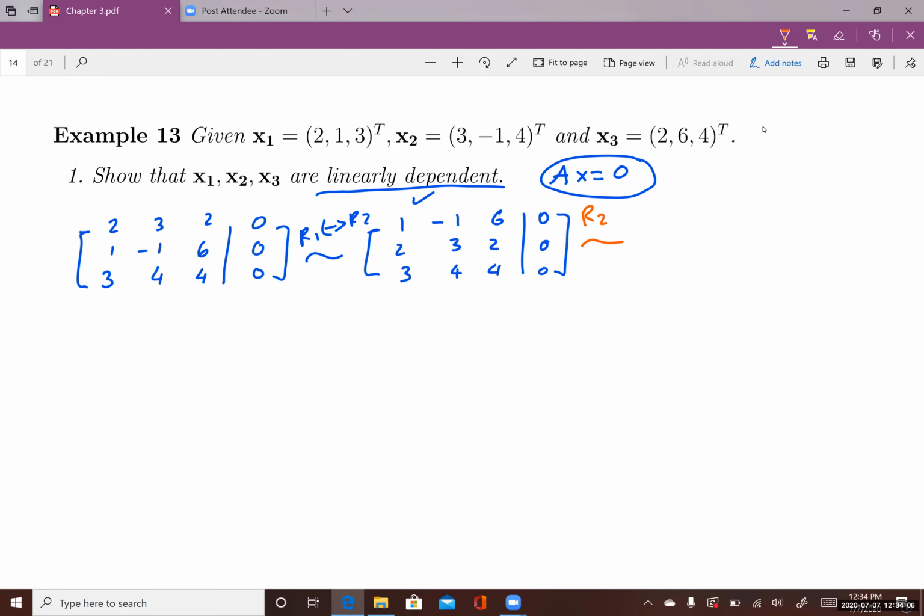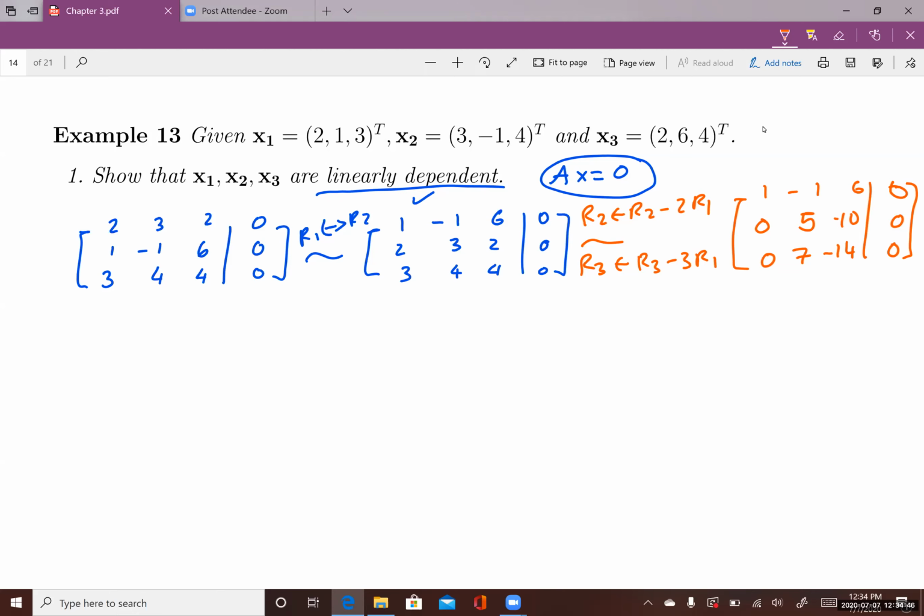So the next is R2 minus 2 R1, and R3 minus 3 R1. Okay. So we have 1, -1, and still 6. Here, still 0, 0, 0. Here, I have 0. 3 minus 2 is 5. Right? 2 minus 12 is -10. Here I have 3 minus 3 is 0, 4 minus 3 is 1, and 7. 4 minus 18, which is -14. Okay.